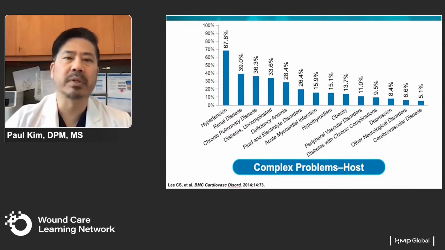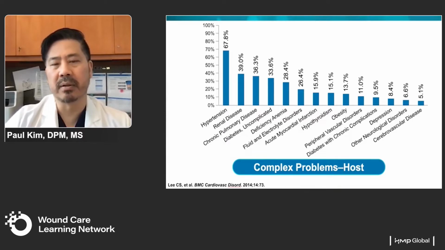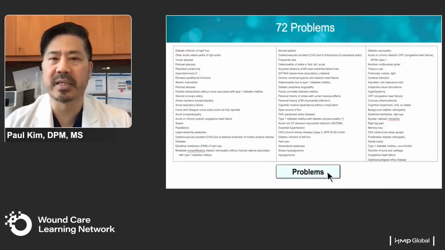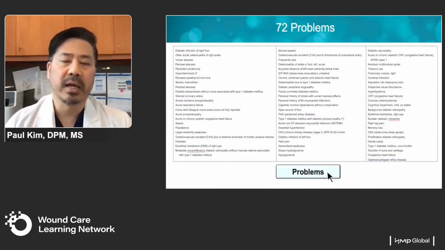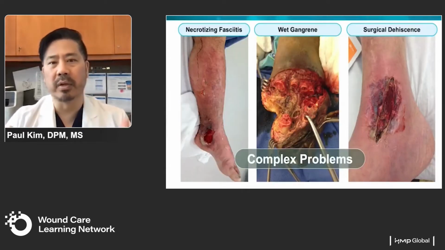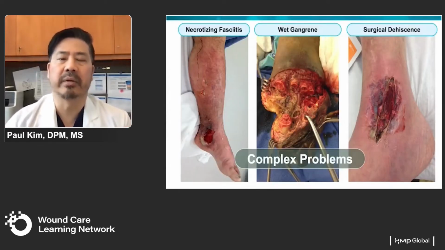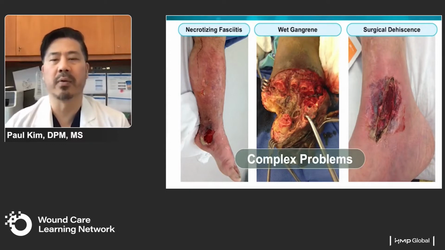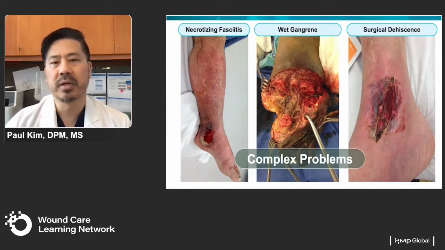And that's the 5+ comorbidities that we were talking about a little bit earlier. This is just an example from one of my own patients, who has 72 problems listed on her problem list. Now, these wound-related issues are difficult problems, things like necrotizing fasciitis, wet or dry gangrene, and surgical dehiscence. These are hard and complex problems to address.